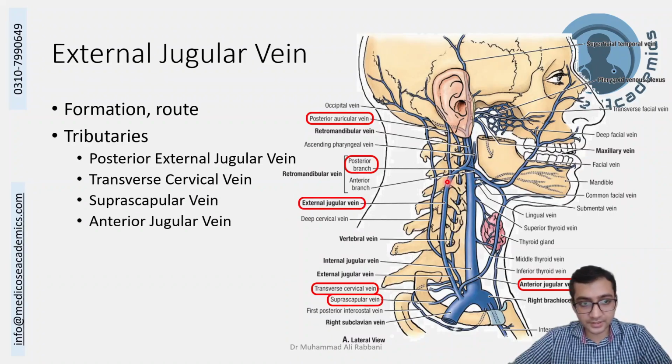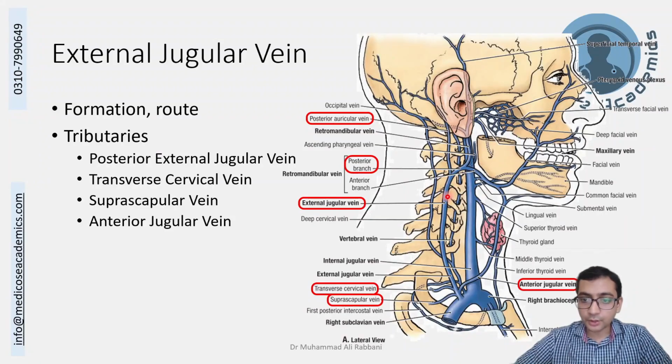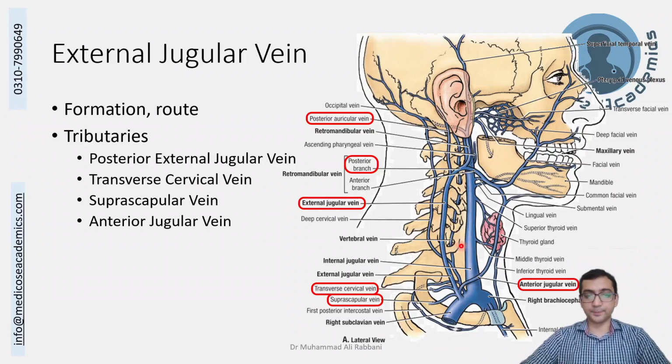What tributaries is it receiving? Two tributaries are the ones forming the structure, that is the posterior auricular vein and the posterior division of the retromandibular vein. Apart from it, as you move down, you can see other structures joining it. These include the transverse cervical and superficial suprascapular veins, the ones with the same names as the arteries we discussed, and it may also drain the anterior jugular vein.